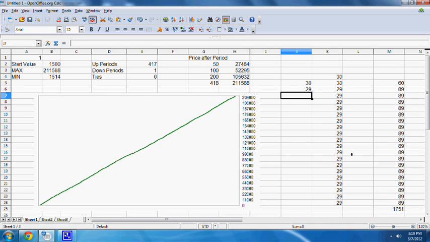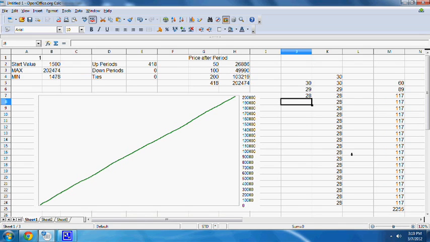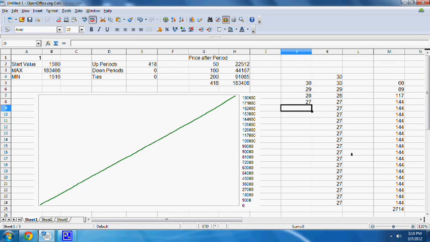Okay, maybe this is the second time I did it. The first 3 or 4 times I did it was 418 to 0. And again, the minimum is 1514, which is interesting. 28. Okay, so now the minimum is 1478. Now it's 418 up periods in a row. It changes to 27. And each time I put in a new number, it recalculates it.